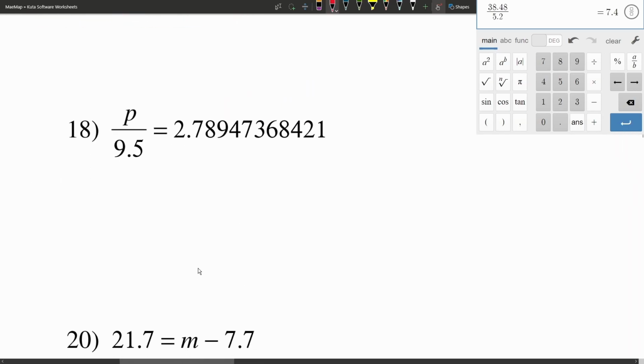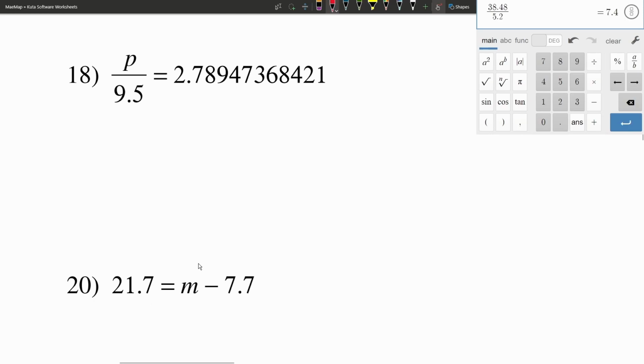Moving on to number 18, again, looks a little scary, big messy decimal, but remember, this is just one step. P is divided by 9.5. We want to isolate that P. Isolate it means just to get it all by itself. So we're going to just multiply by 9.5. So when we multiply by 9.5 on the left-hand side, we have to do so on the right-hand side.